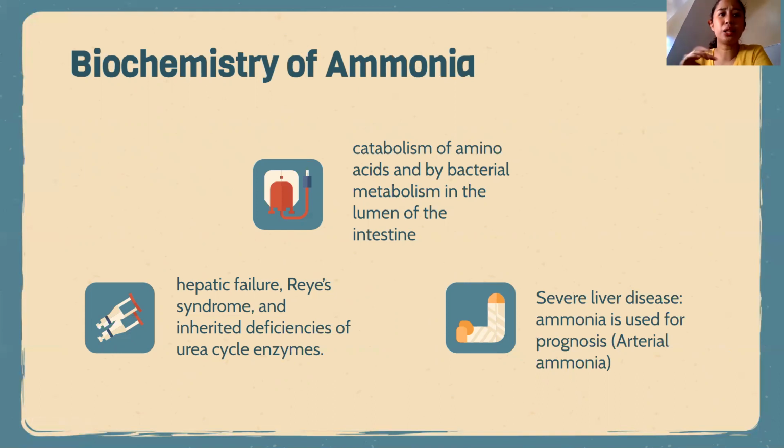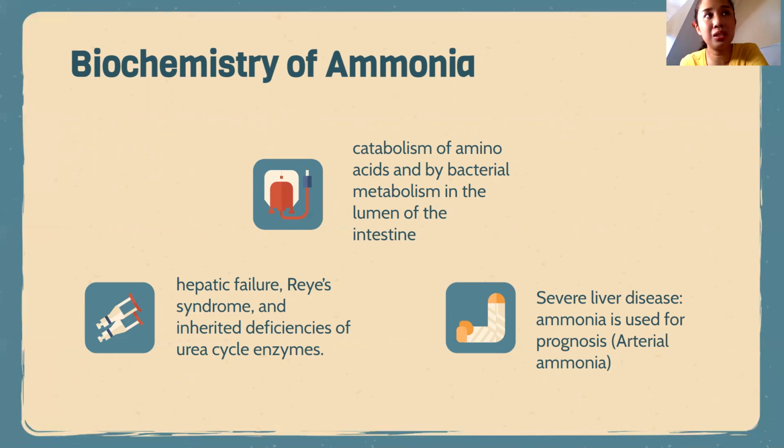Plus, Reye syndrome is very interesting. Ito, rare genetic disease rin to, which affects children about 4 to 12 ages. It affects the brain and the liver. So, to assess the prognosis, kung mabubuhay pa ang pasyente, plus if it's a good prognosis or a bad prognosis, they assess ammonia.